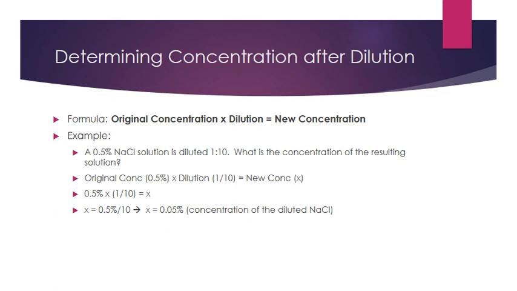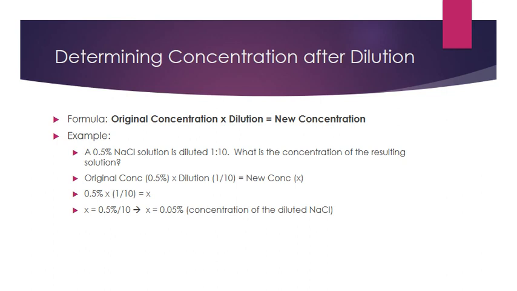So determining concentration after dilution. The formula for this is original concentration times dilution equals new concentration. That's super simple, right? So let's walk through our example. We have a 0.5% sodium chloride solution, and it is diluted 1 to 10. What is the concentration of the resulting solution? So we want to know what's the concentration of our sodium chloride in that final dilution solution.